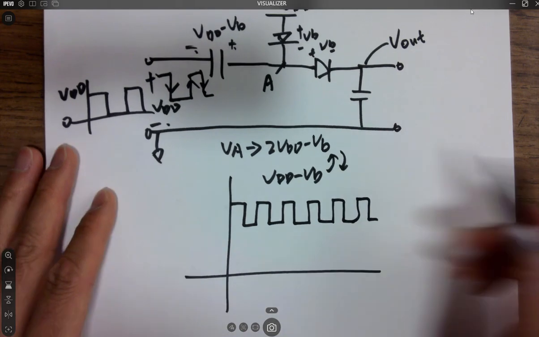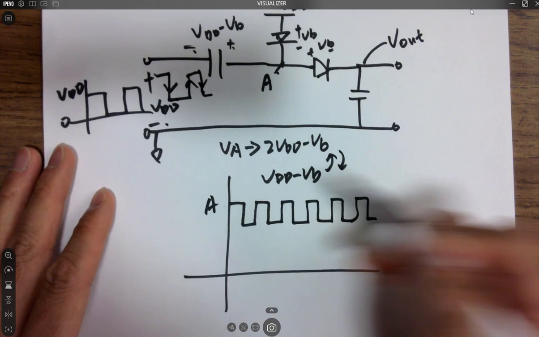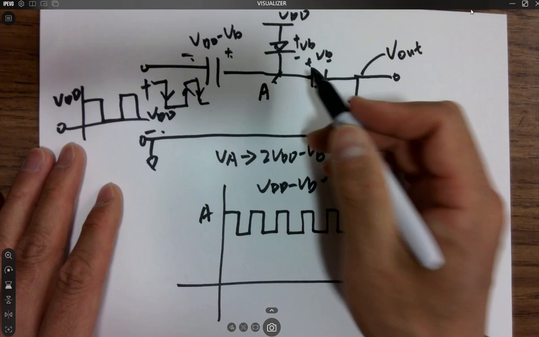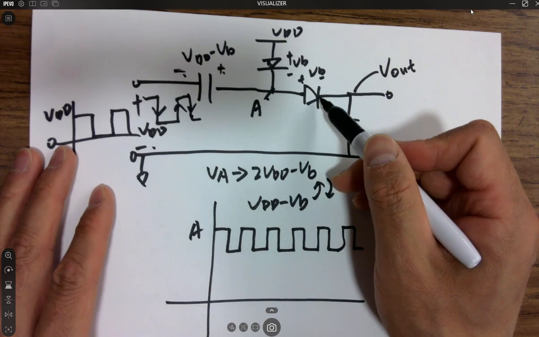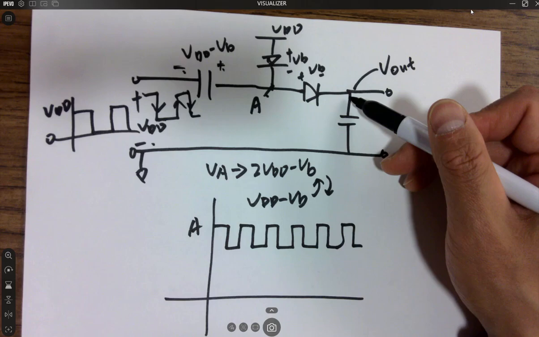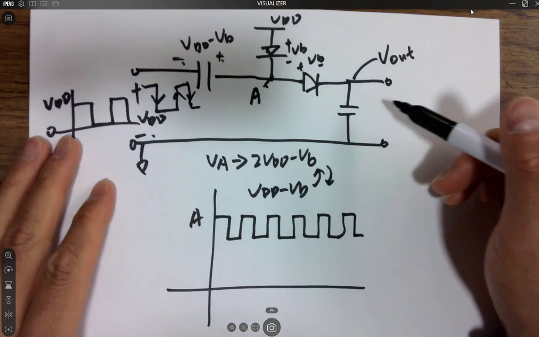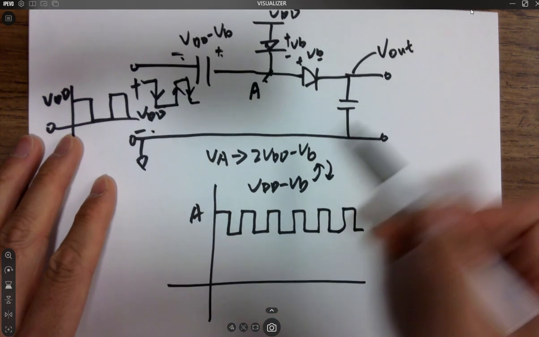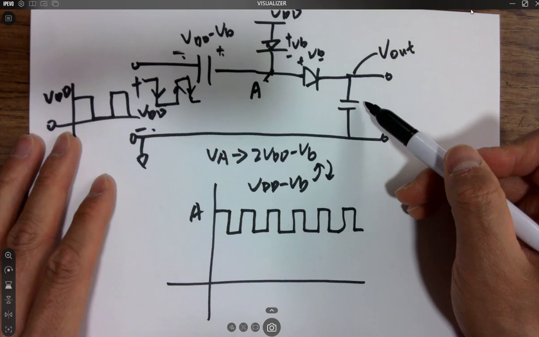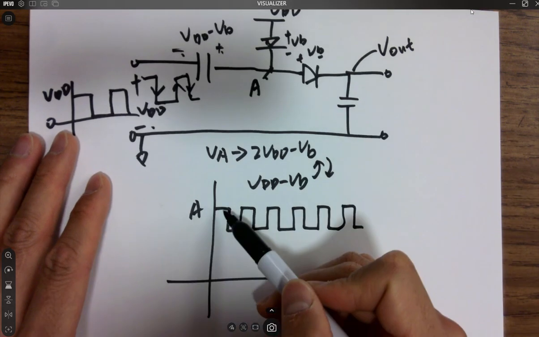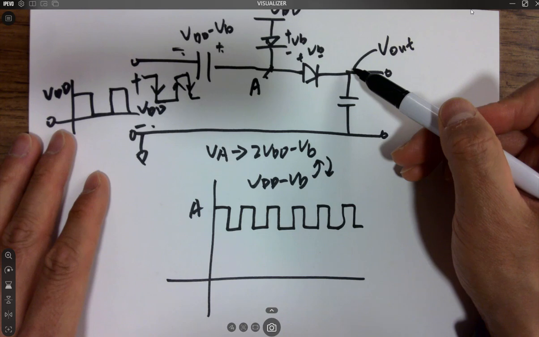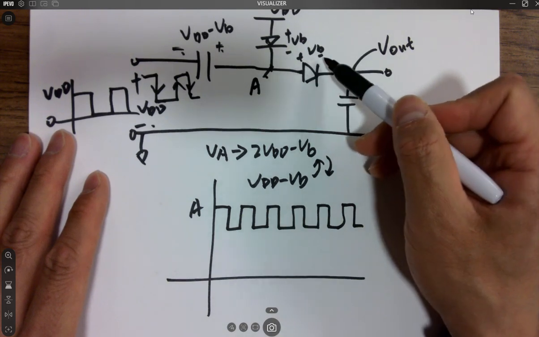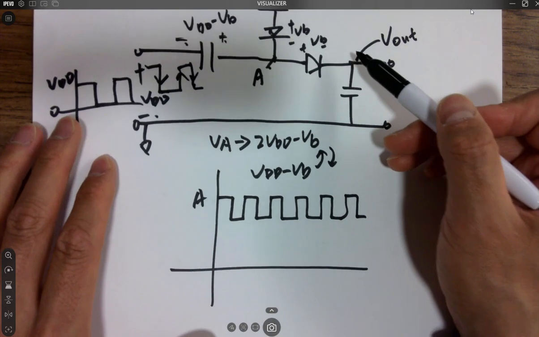Okay, this oscillation is going to be A, and then it's going to pass this diode, and this capacitor is going to serve as a low pass filter. Eventually, if you choose a relatively larger value of capacitor, this passes through, and then it's being dropped by another VB again, right?